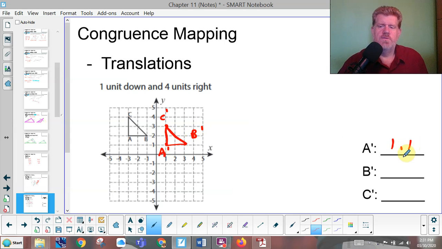A prime is now 1, 1. B is 3, 1. C is 1, 3. Now, that's called a translation. Translations just tell you what to move. There's another way to write a translation that I want to show you.